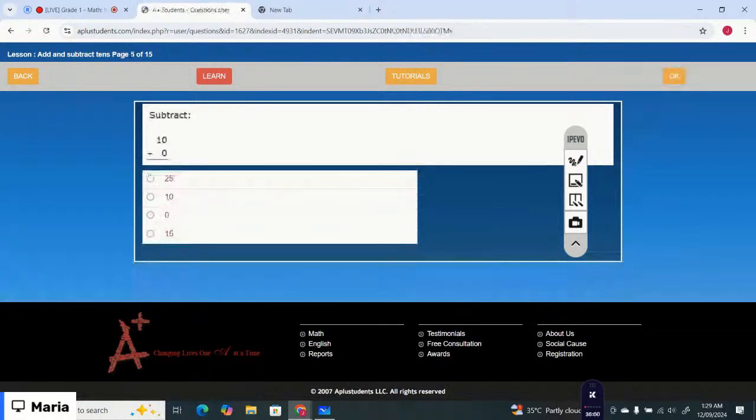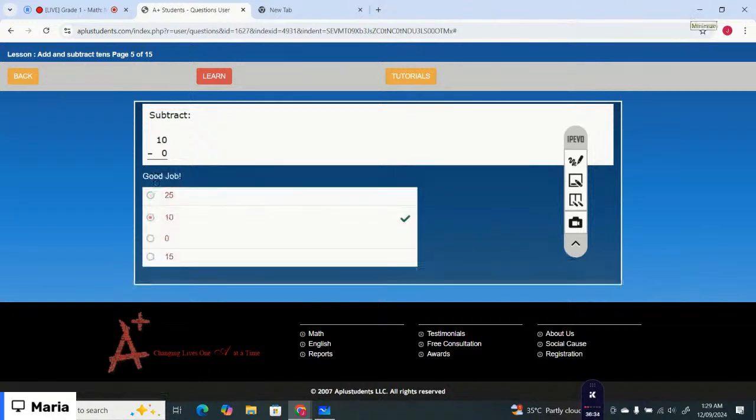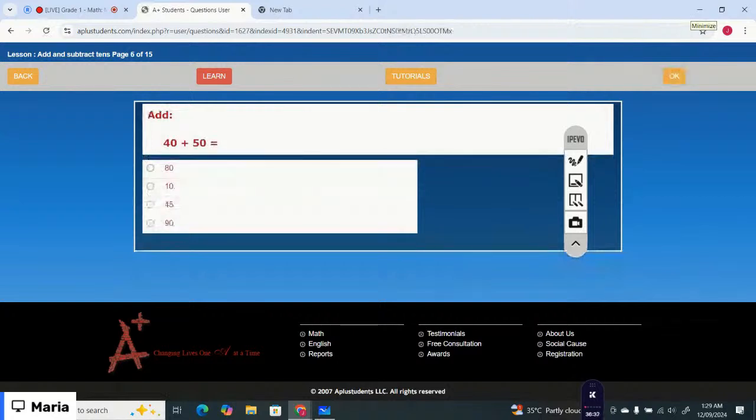Okay, very good. The next one is... yes, 10 take away 0 is 10. The number stays the same. Either you add 10 or subtract 0, right? The next one is 40 plus 50. So which is the correct option?